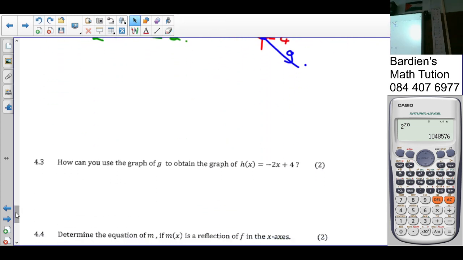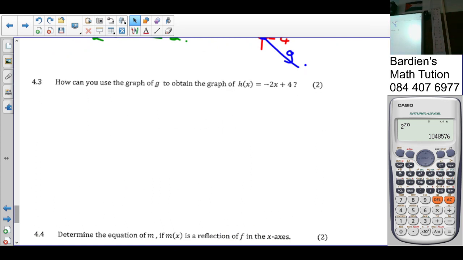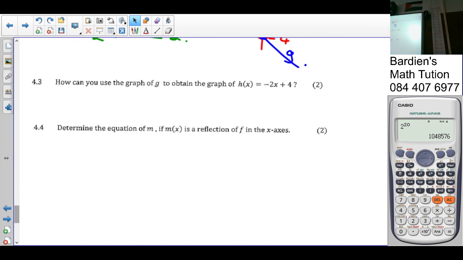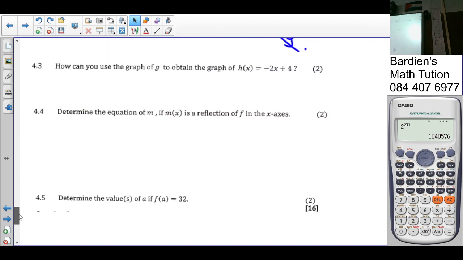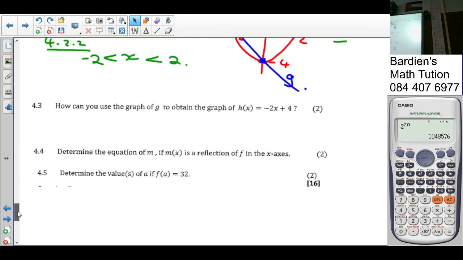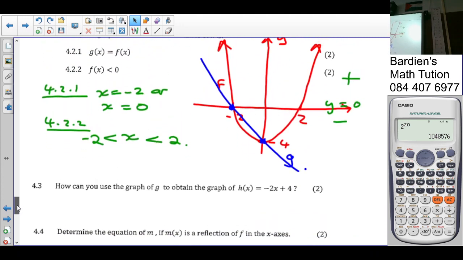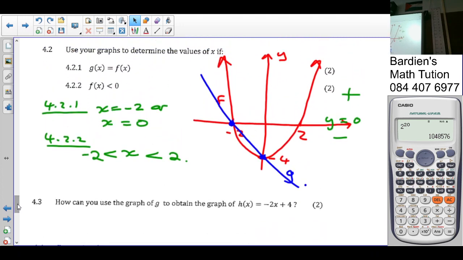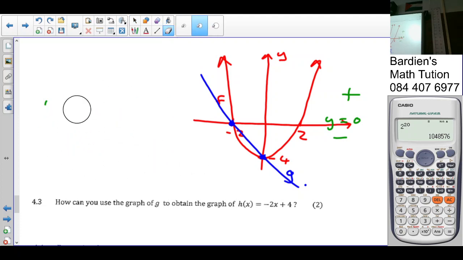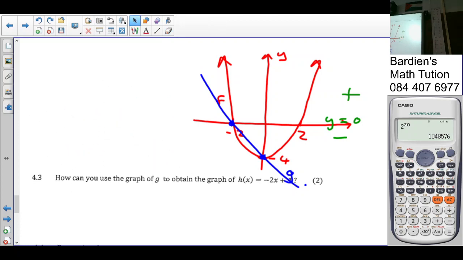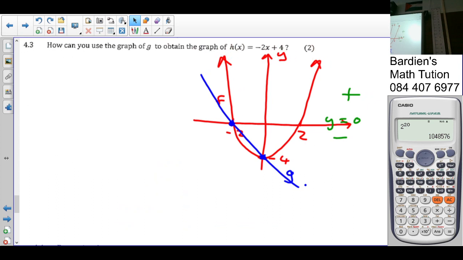Let us go fetch 4.3, 4.4, should be 4.5. Alright, so let's take this off. Just trying to keep the diagram in focus so that you can see the diagram, okay.